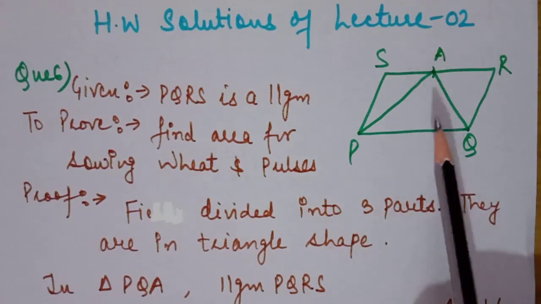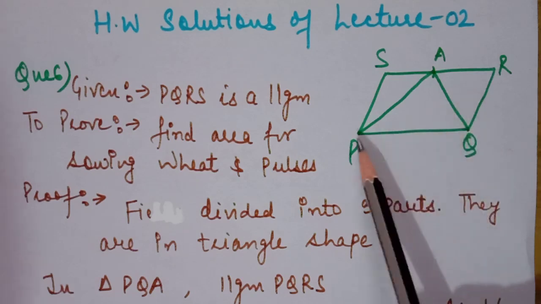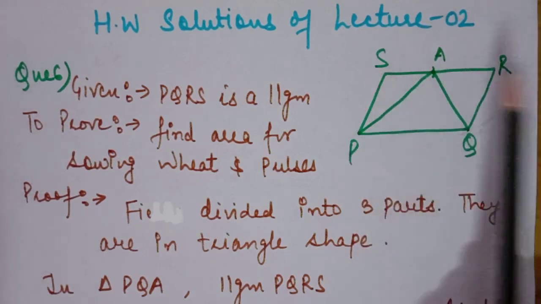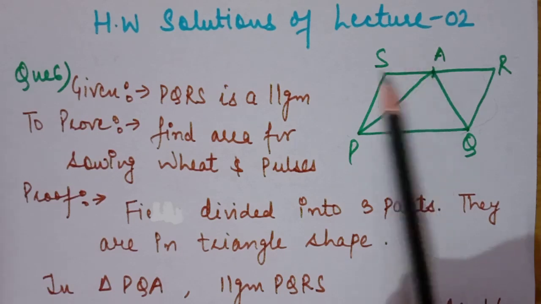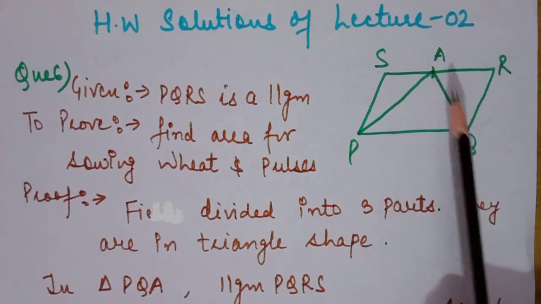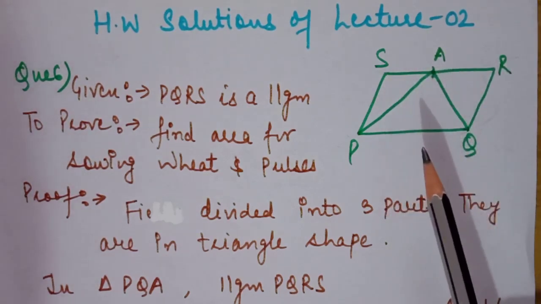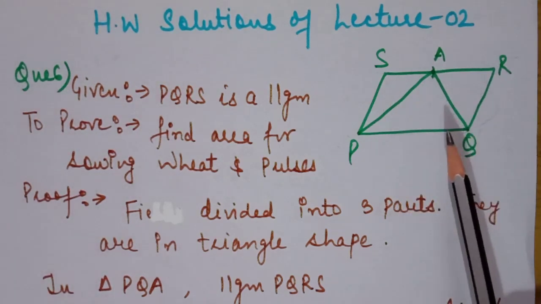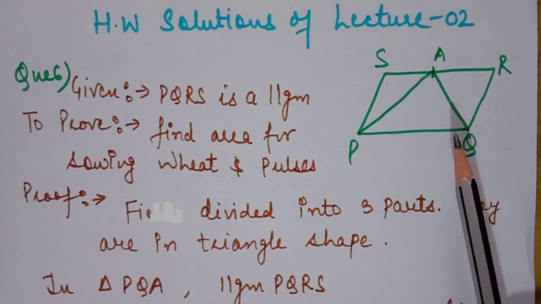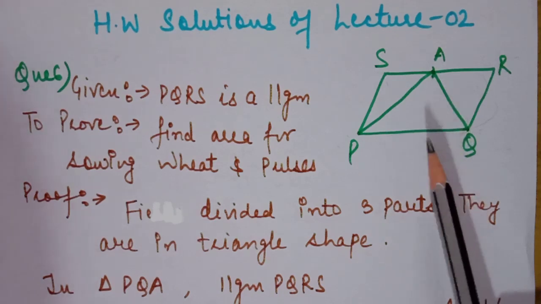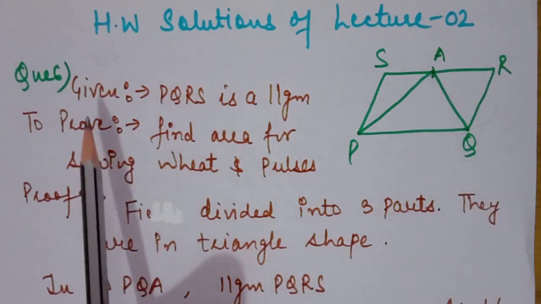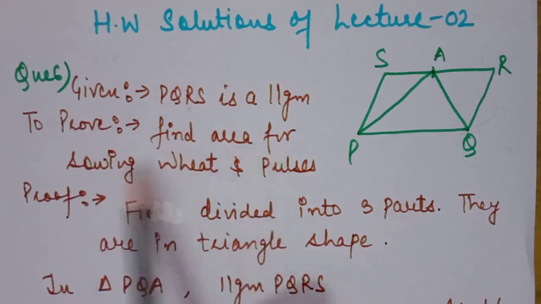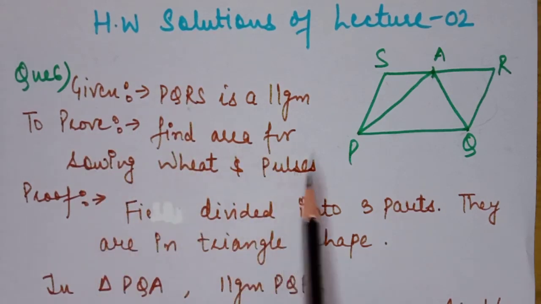So in that question, according to the question, a farmer has a field like a parallelogram PQRS and a point A is present on the side SR. She wants to sow wheat and pulses in equal area. So we have 3 parts, and we have to prove it. Then what is half of the area of this parallelogram? What is given to us? Parallelogram PQRS. We have to find the area for sowing wheat and pulses equally.